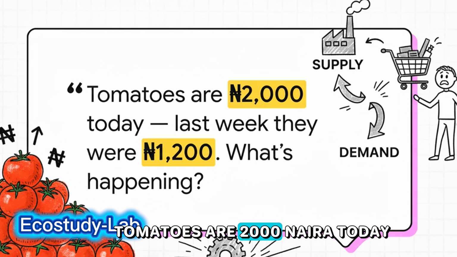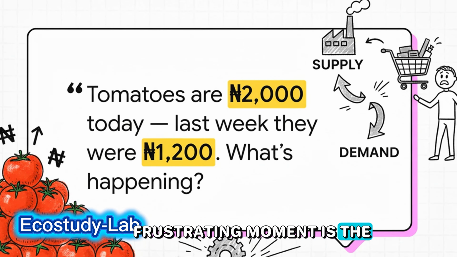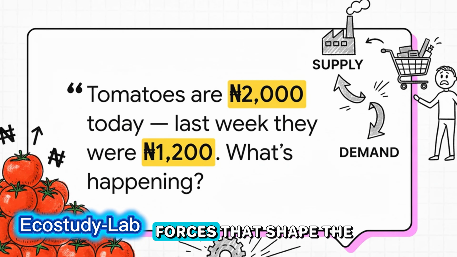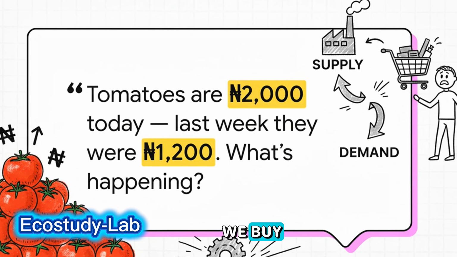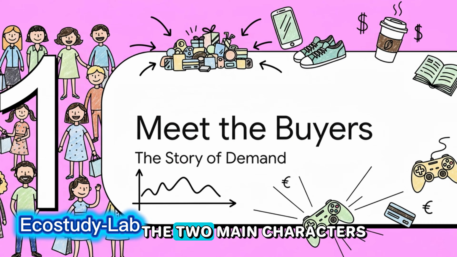Tomatoes are 2,000 naira today, but just last week they were 1,200. You see that price, you probably sigh, but you still need tomatoes, right? Well, that single frustrating moment is the perfect window into the two powerful forces that shape the price of everything we buy.